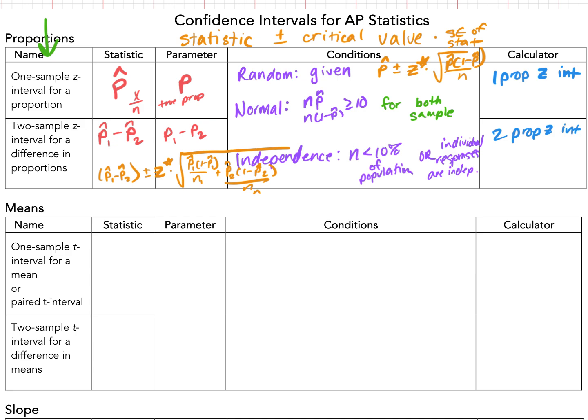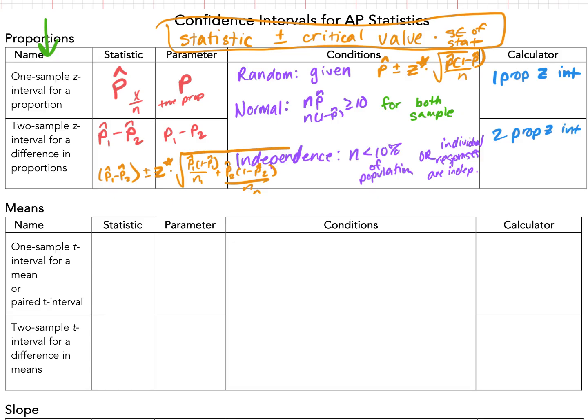Now, these are not on your formula sheet, but this is. So if you know the critical value is z, that tells you that this is a z star. So you've got to know that. You've got to know that to estimate p1 minus p2, you do p hat 1 minus p hat 2, right? That is your statistic, right?